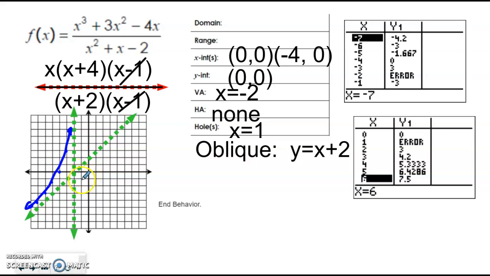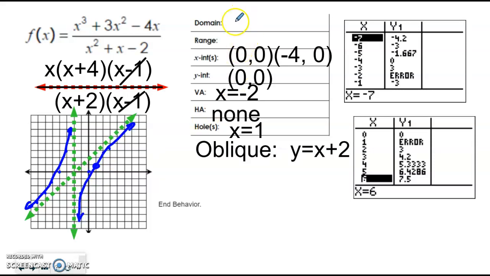So I got (-1, -3). I do have (0, 0). I got (1, 2). What happens there? That is where your hole is going to be. There's a hole at that location. So I got (2, 3). And then I got (3, 4.2). So if you look at this graph, it's kind of curving towards that right there.